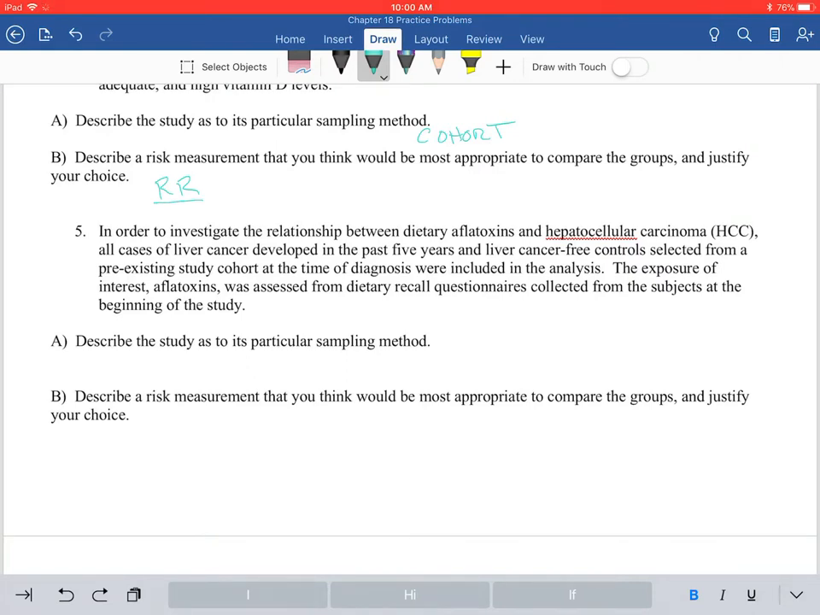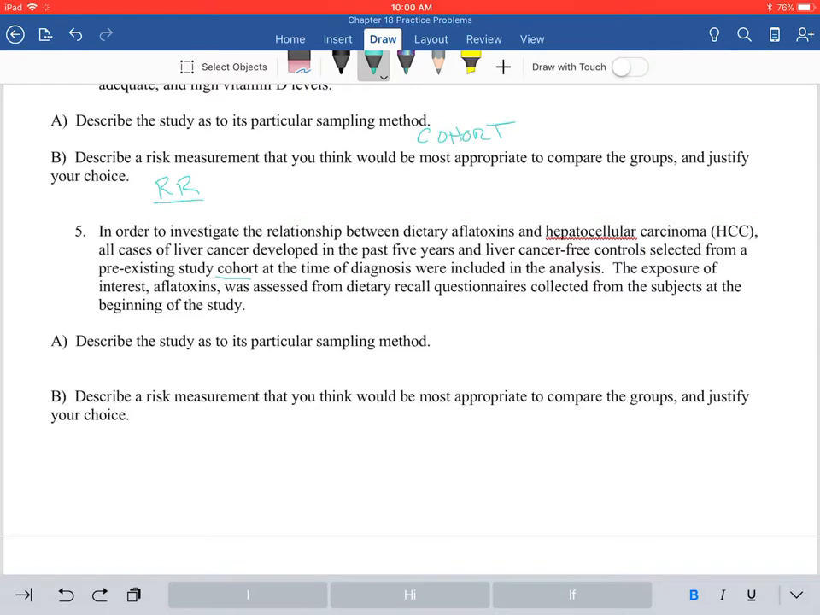Number 5: in order to investigate the relationship between dietary aflatoxins and hepatocellular carcinoma, all cases of liver cancer developed in the past 5 years, and liver cancer-free controls selected from the pre-existing study cohort at the time of diagnosis, were included in the analysis. The exposure of interest, aflatoxins, was assessed from dietary recall questionnaires collected from the subjects at the beginning of the study. So this one's a little tricky, I think, because it says the word cohort in here, but it's not a cohort study. Cohort is just another term for people, like a group of people at a particular time.